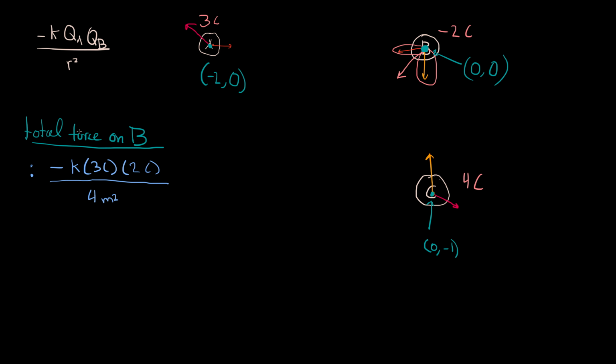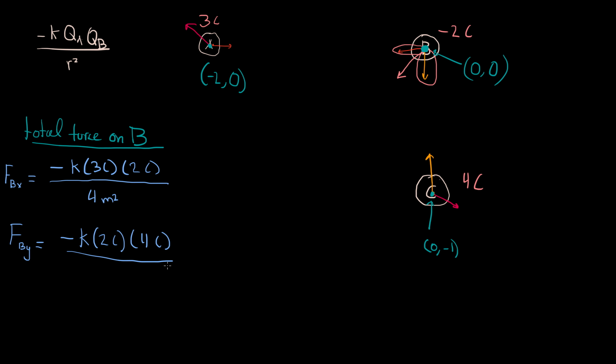So let me actually write that using actual good notation. So we'll say the force on B in the x direction is that. Now the force on B in the y direction is going to be solely based on C. And C is going to be pulling it downwards. So we'll also call that a negative force. And so then this is going to be 2 coulombs. And then we're going to have this 4 coulombs.